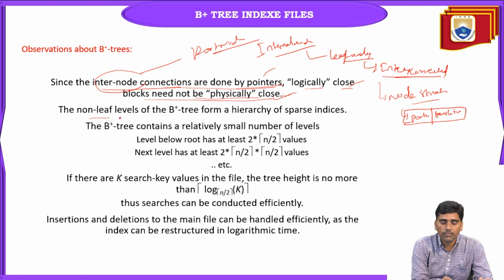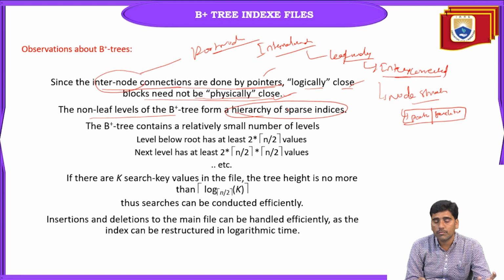And the non-leaf levels of the B plus tree form a hierarchy of sparse indices. So sparse indices are nothing but what? Taking or selecting some certain search key values.